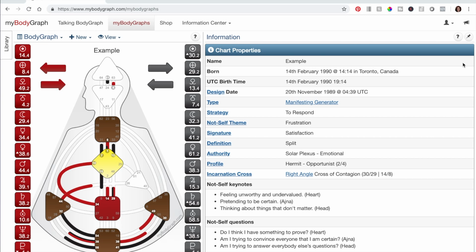So what you want to look at right away is your type. So this fake person is a manifesting generator. Their strategy is to respond, and their authority is solar plexus emotional. So those are the three important parts you really want to look at right off the bat.